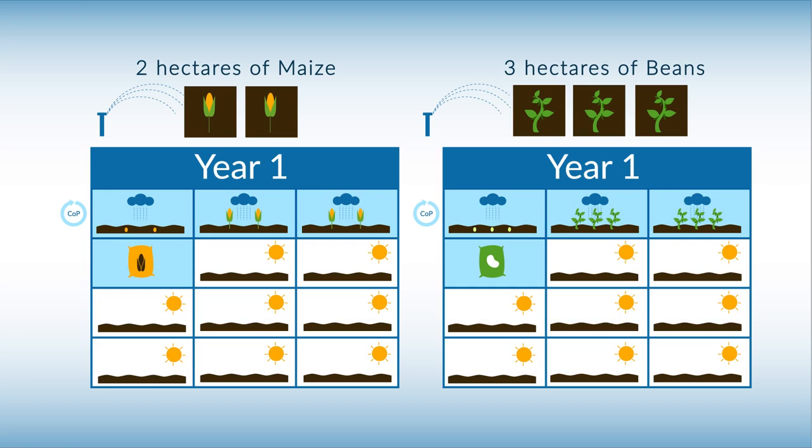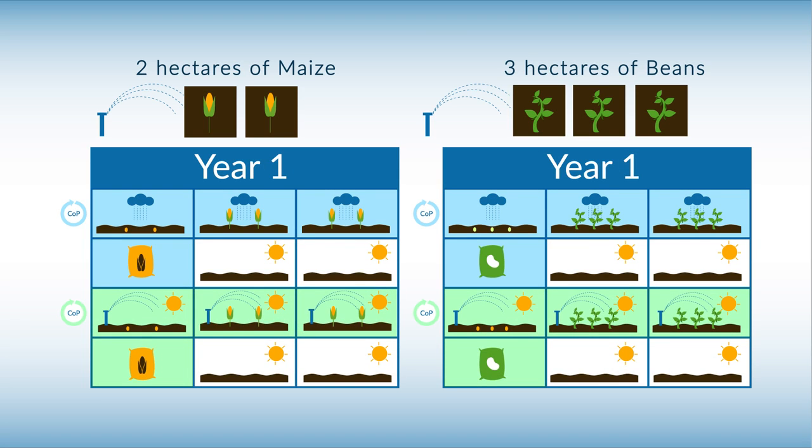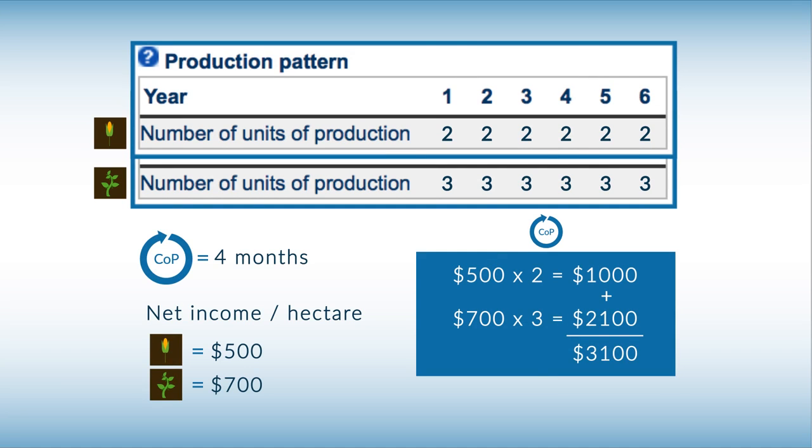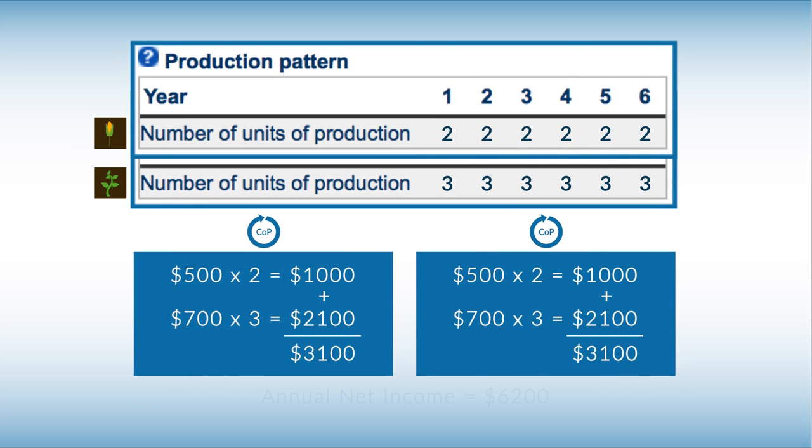If irrigation is available, the farmer could produce an additional cycle of maize and beans in the same year, provided that weather and marketing conditions are favorable. The values of annual net income mentioned before would then be double, or $6,200. For vegetables or other crops with short cycles of production, 3 cycles per year may be possible.